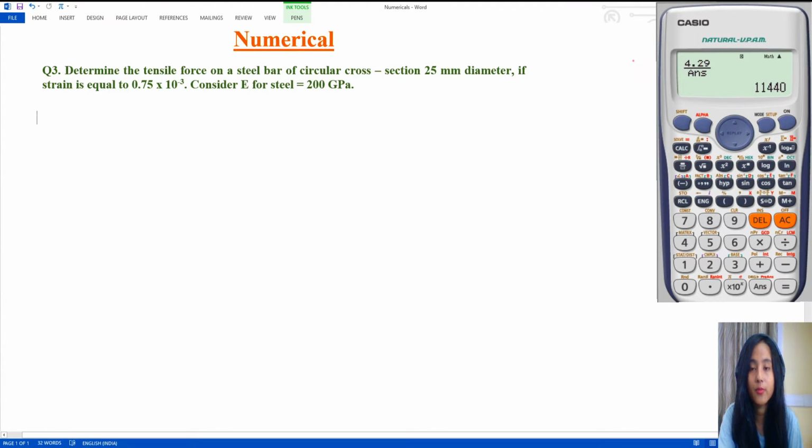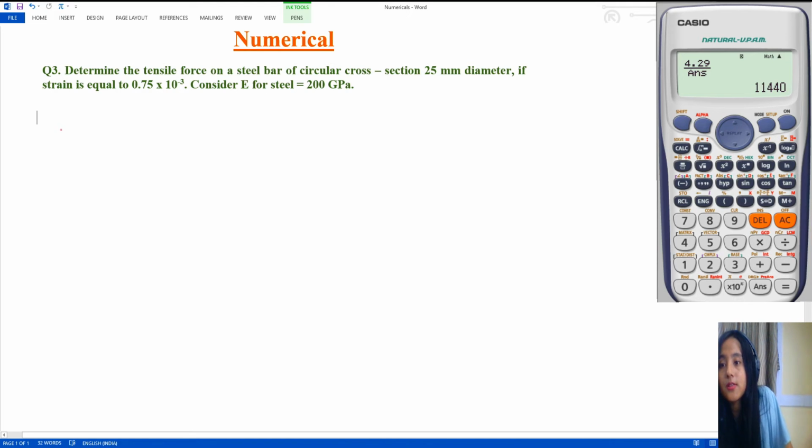Let's solve the third numerical. Determine the tensile force on a steel bar of circular cross-section 25 mm diameter if strain is equal to 0.75 into 10 raised to power minus 3. Consider E for steel equals to 200 GPa. Now what is E here? E here is modulus of elasticity for steel.